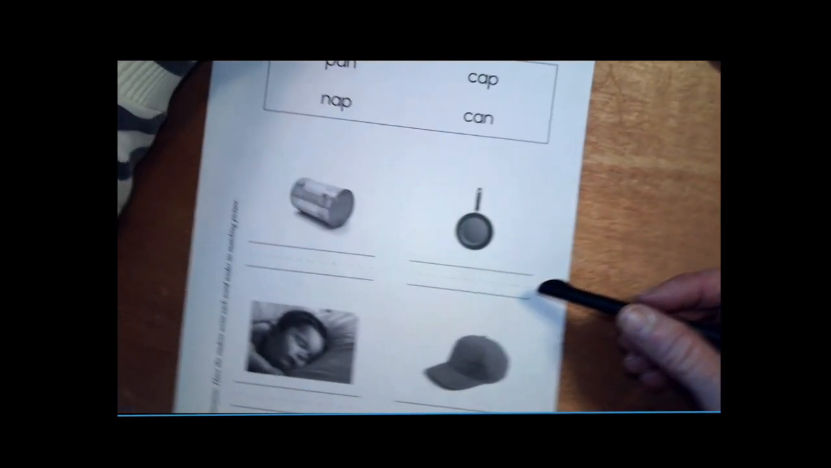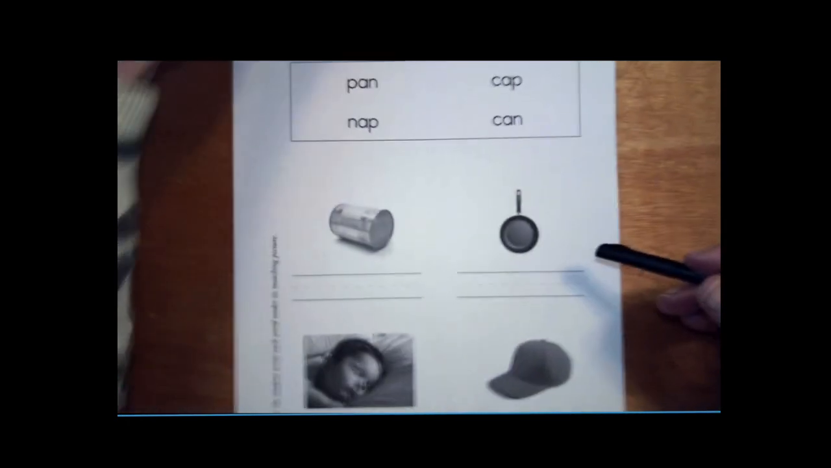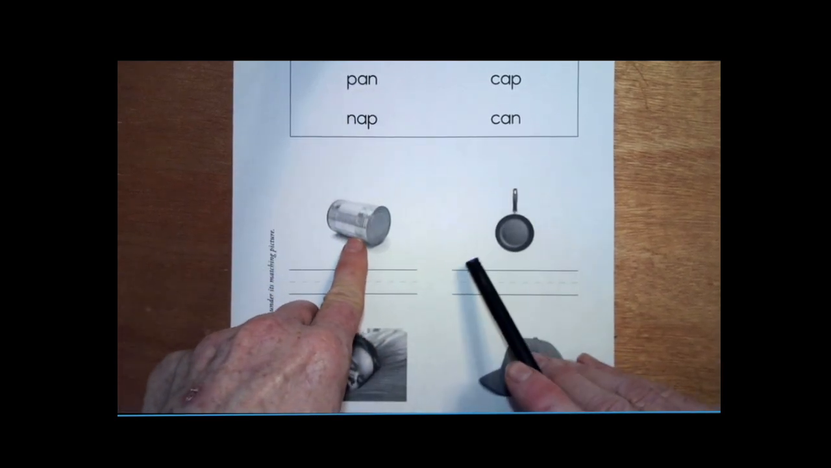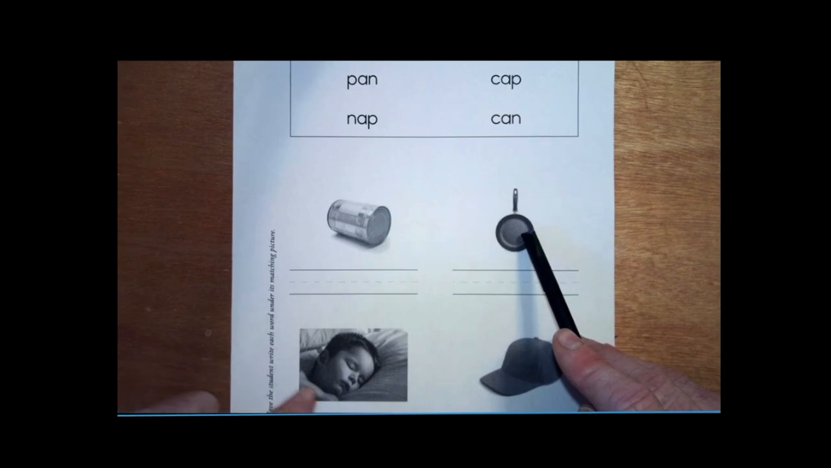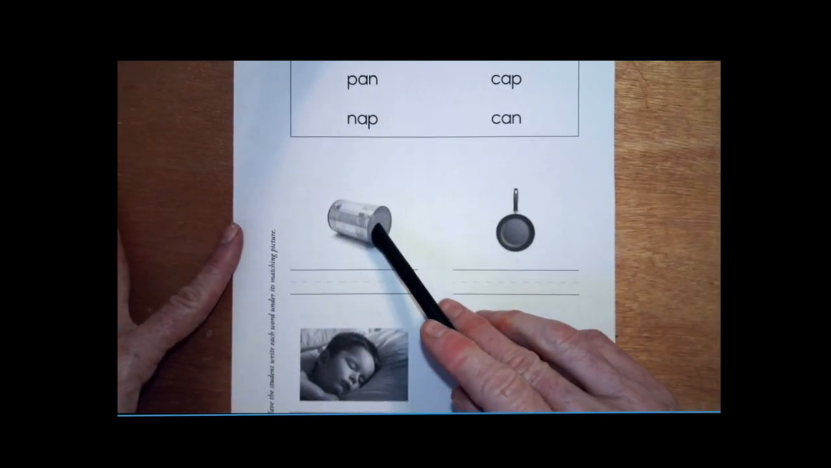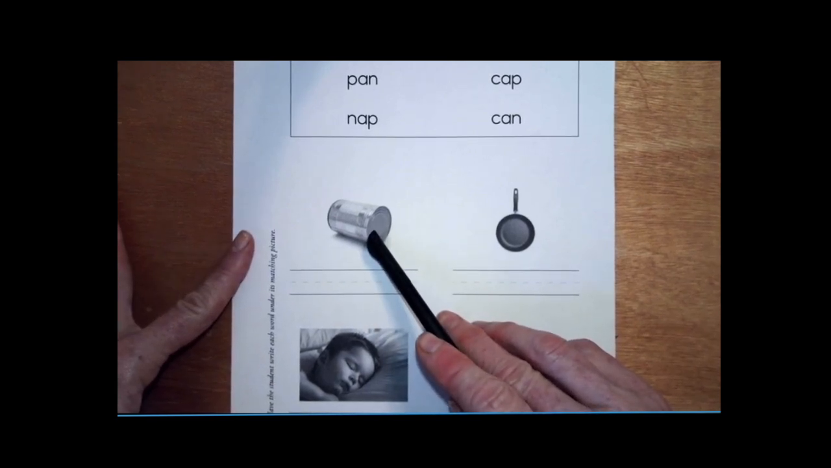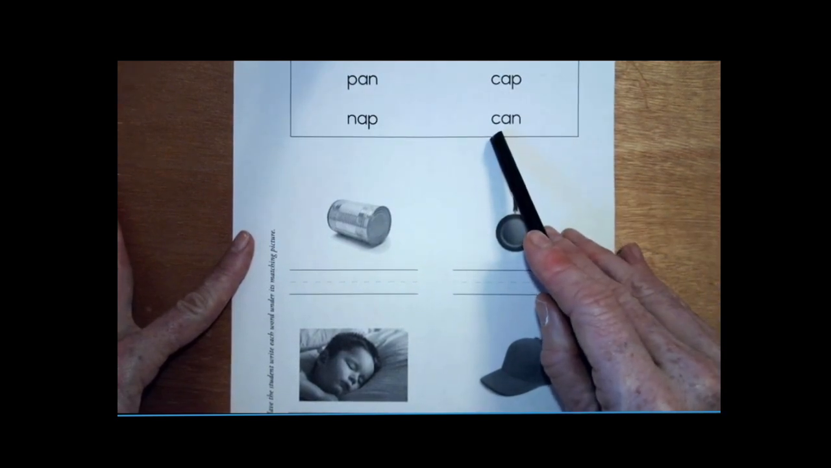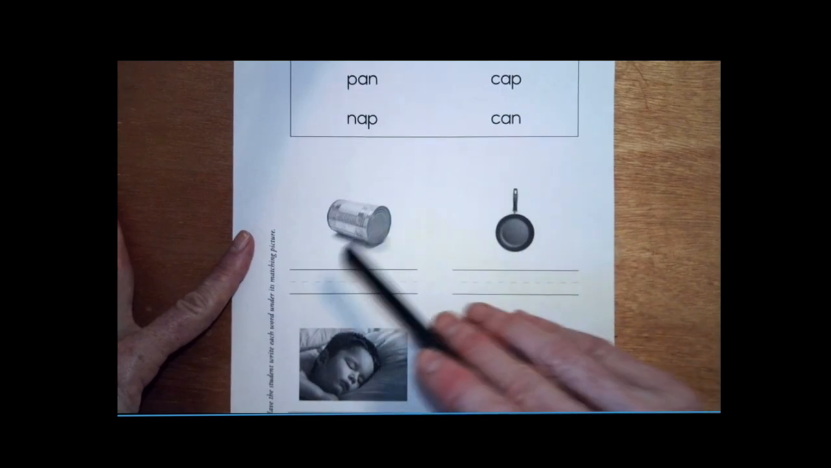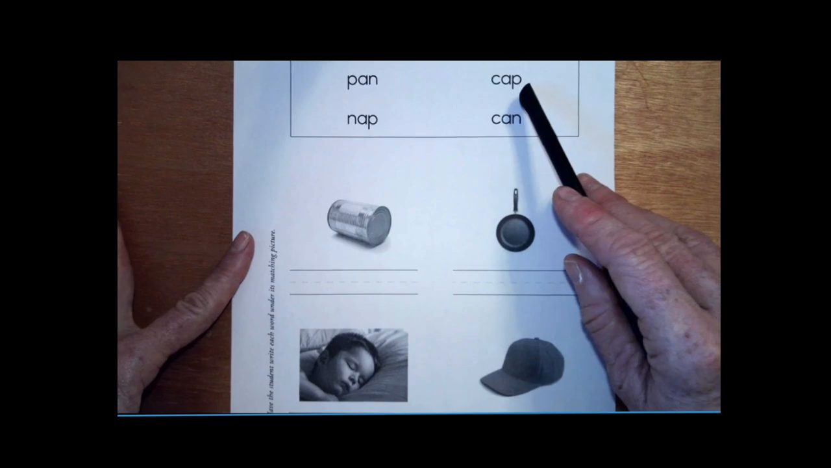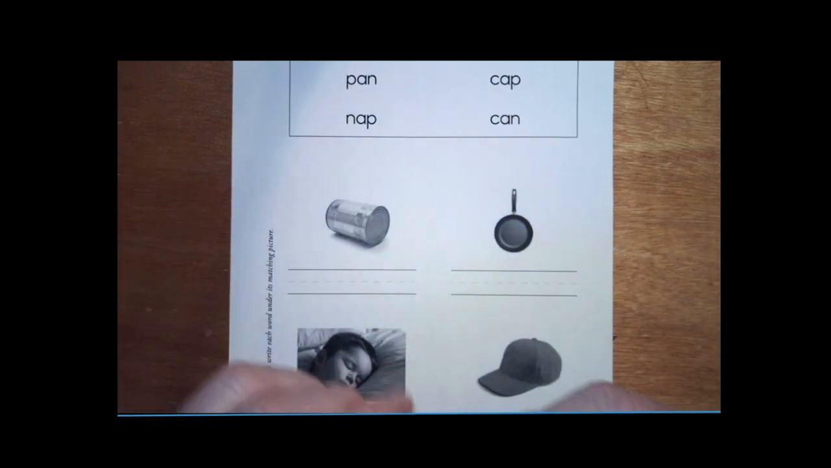So as we look at this, yep, you can see, let's say these words. That's a can, that's a pan, nap, and cap. So when we listen to can, what does can start with? Can. That's right, it starts with C. So it's either this one or this one. Now let's listen through the word can, app, no, not that, and yes, that's what it is.